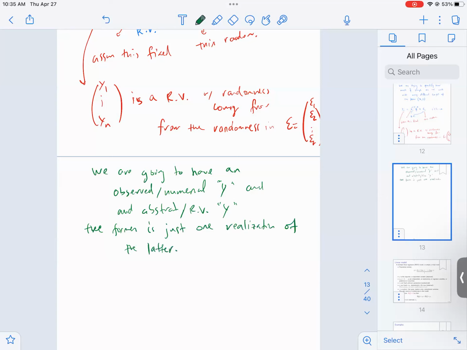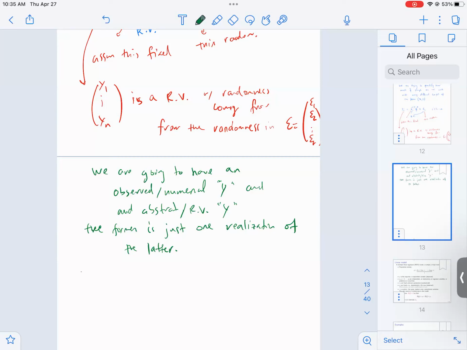So there's going to be this going on throughout the course, and you have to be careful to understand this distinction. In numerical problems, you calculate everything, you get numbers, but that's not what we're usually thinking about in this course. We usually think about the abstract random variable. You think about the numerical one as just realizations.